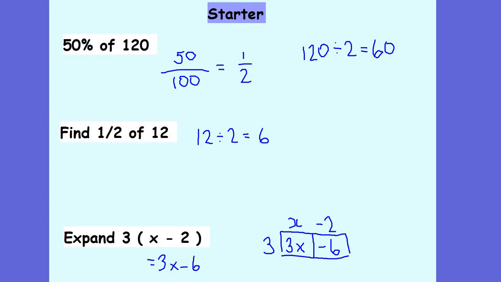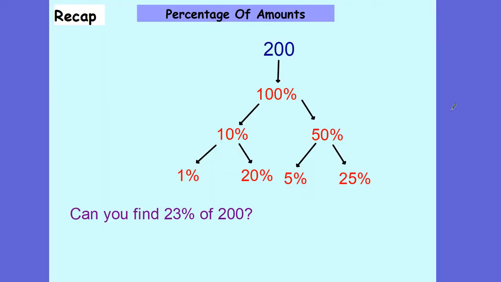Okay, let's dive into today's lesson. Quick recap for you. If I've got 200 and I want to find 100% of it, that's going to be 200, that means all of it. To find 50%, we need to divide by 2, which gives me 100. To find 25%, I divide by 2 again, or divide 200 by 4, which gives me 50.